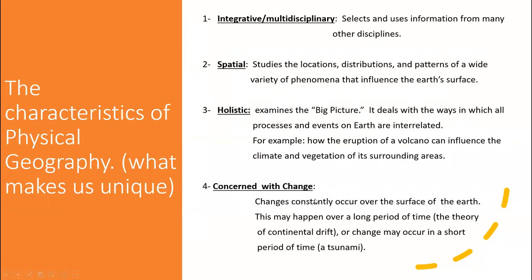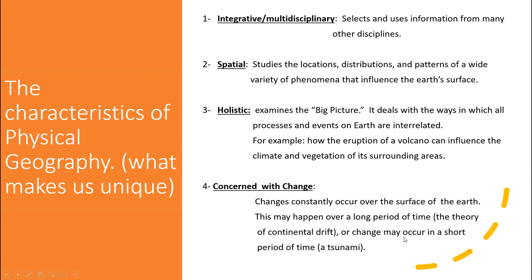Changes constantly occur over the surface of the earth. Well, it's a living thing, right? If we're talking about the biosphere, it's alive. So when there's a change that happens, this is something that we want to look at. This may happen over a long period of time, for example, the theory of continental drift, or it can occur in a short period of time, like, for example, a tsunami. So there's a change that happened there.